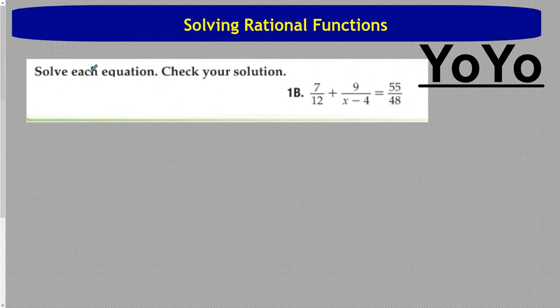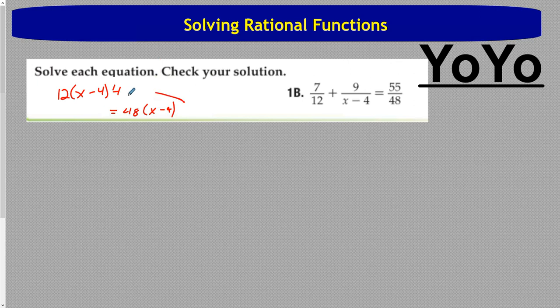Okay, we need a common denominator. My common denominator is going to be 12 times x minus 4, and I need a 48, but of 48, I already have 12, and 12 is a factor of 48, so I just need another 4. So really, it's 48 times x minus 4 is my common denominator.